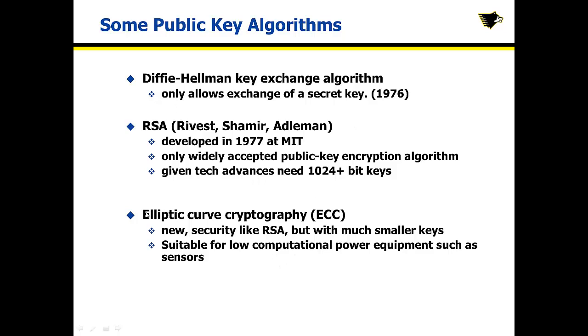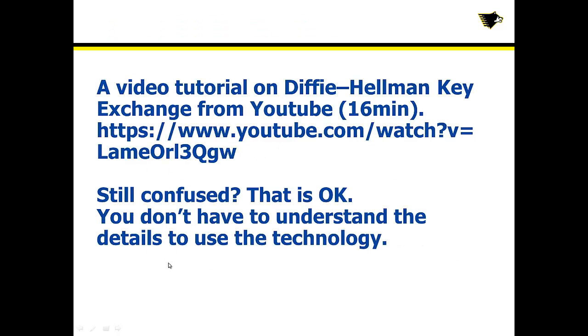Besides these two, there is another one called ECC. ECC is new and its security is like RSA, but with much smaller keys. It is suitable for low computational power equipment, such as sensors. We have a video here to show how Diffie-Hellman key exchange works. I will let you first watch this video.